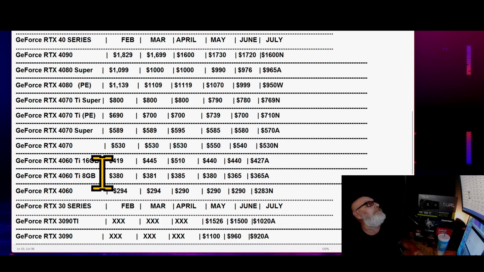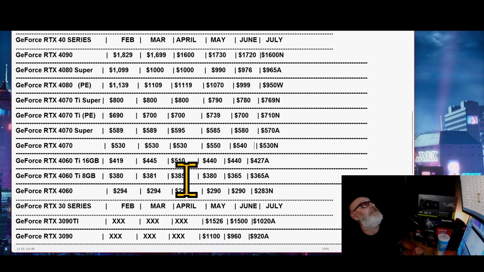Okay, so 4070 Super: $589 in February, $589 in March, $595 in April, $585 in May, $580 in June, $570 in July on Amazon. RTX 4070, $530 in February, $530 in May.